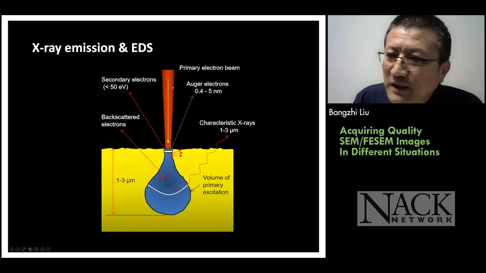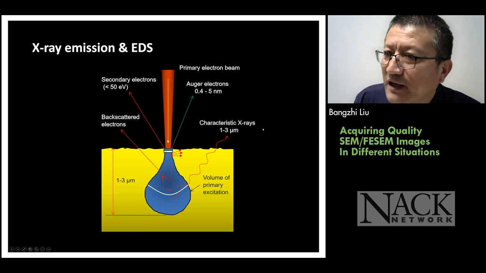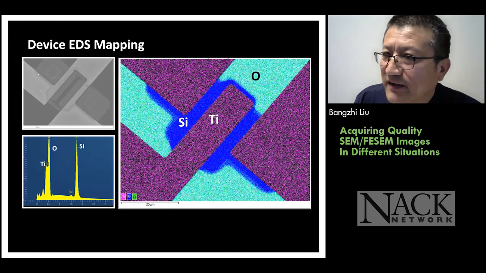When the electrons interact with your sample, it can also emit X-rays. If you have a detector that can collect these X-rays, it can tell you what elements you have inside your sample. Here's an example. It's a device sample, see that?